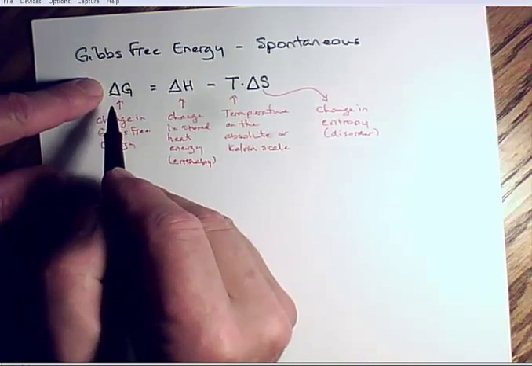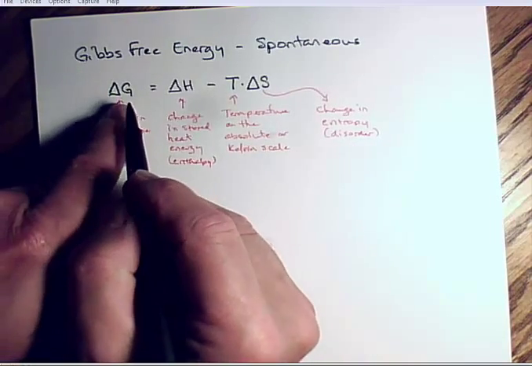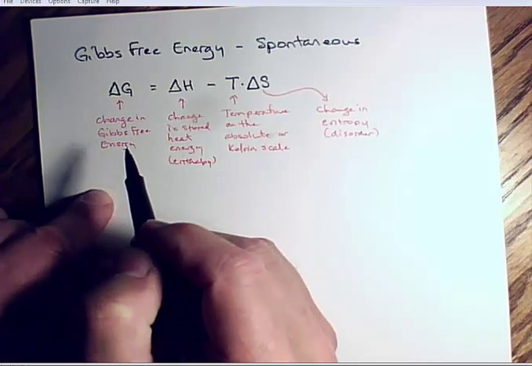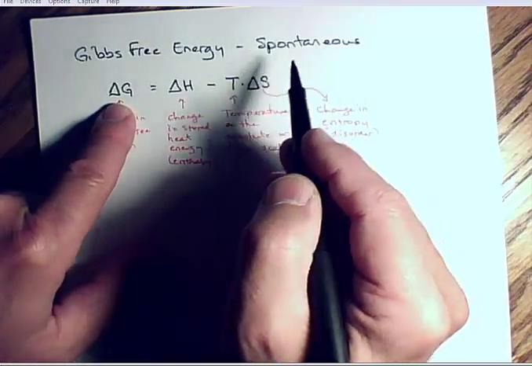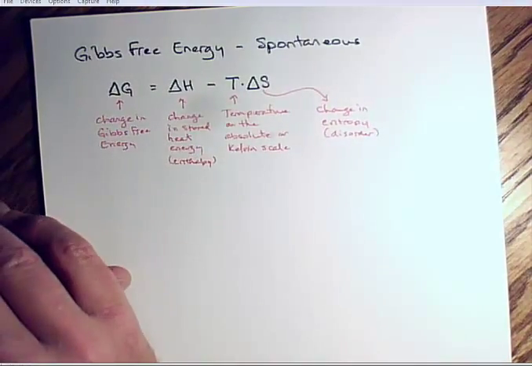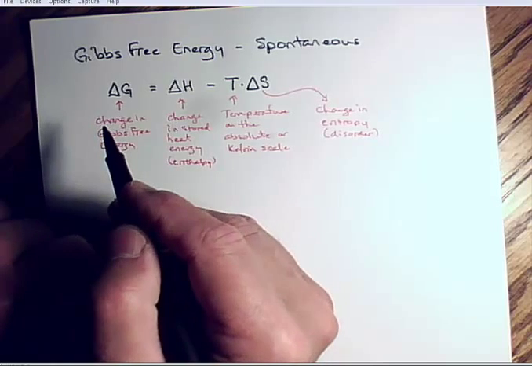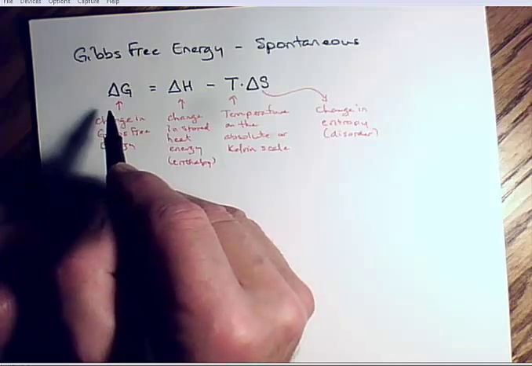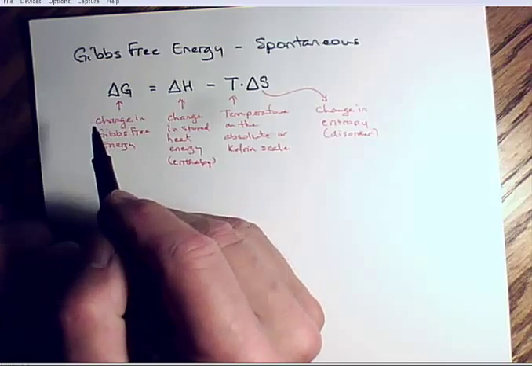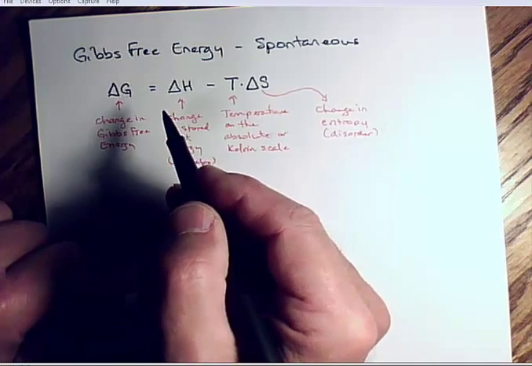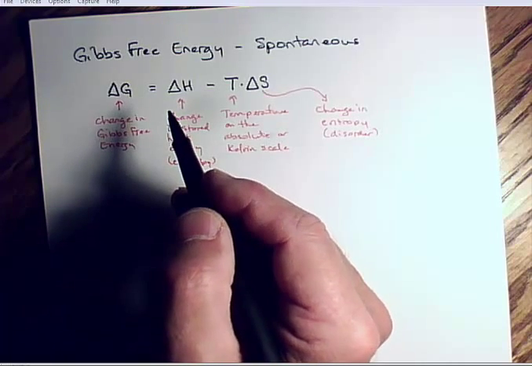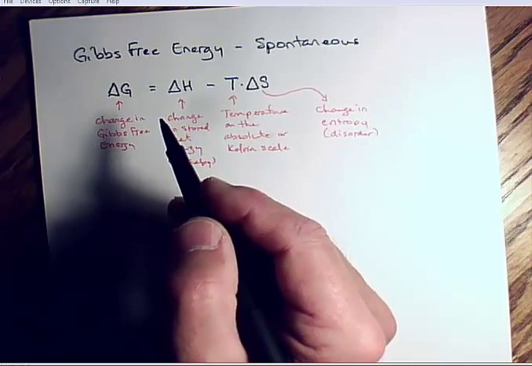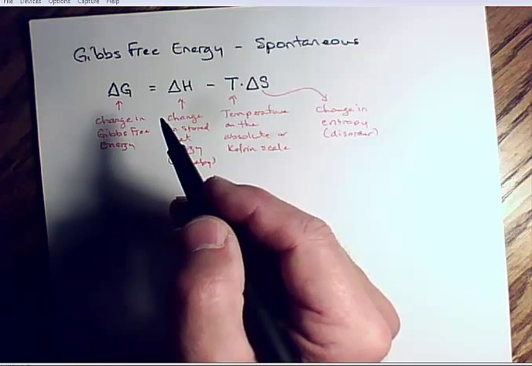A process is considered to be spontaneous when the change in Gibbs free energy is negative. If the Gibbs free energy change is zero, or if it is positive, it's not spontaneous. So you might have to change the conditions to make it happen. You can still make it happen, but it just means you've got to work with it and change some things to make it happen.